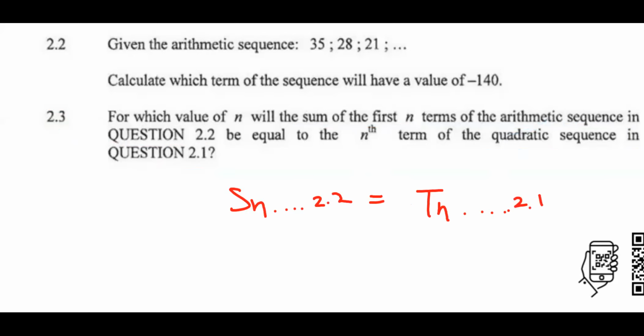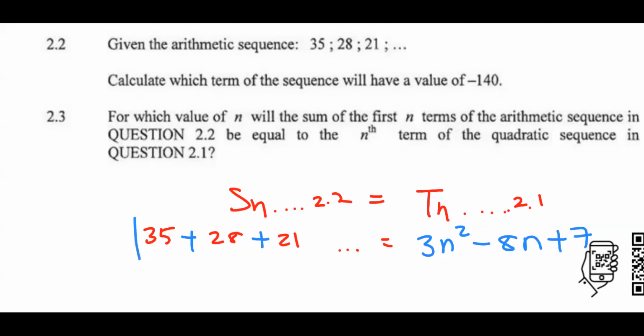Okay, so what was the sequence in 2.2? The sequence was 35, 28, and 21, et cetera, going on. And they want us to work out the sum of all of these terms and find the n that will make it equal to the nth term of the quadratic pattern in the first question. The quadratic pattern in the first question was 3n squared minus 8n plus 7.